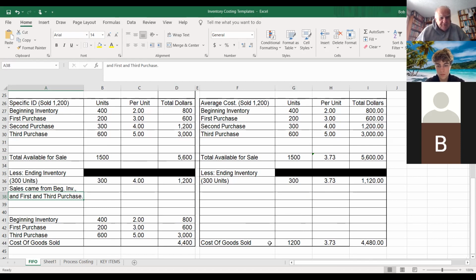Specific ID, they're just telling you where the goods came from. So this one here, they're in essence giving you the answer. Just have to be able to read it. Sales came from the beginning inventory and first and third purchases. The beginning inventory was 400, and the first purchase was 200, that's 600, and the third purchase was 600. And you just lay it out there, okay? So that's a brief look at LIFO, FIFO, average costing, specific ID.